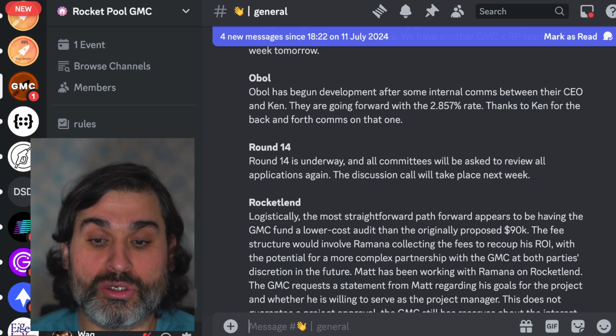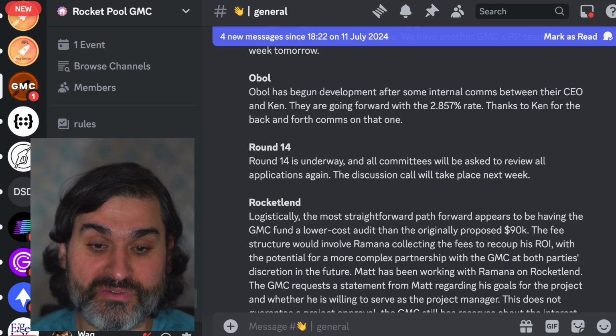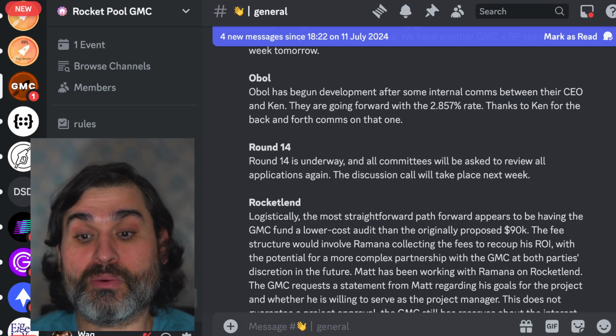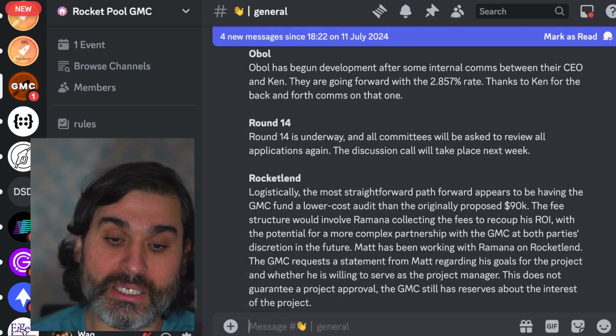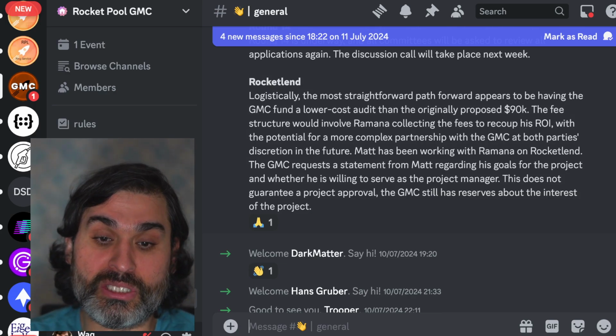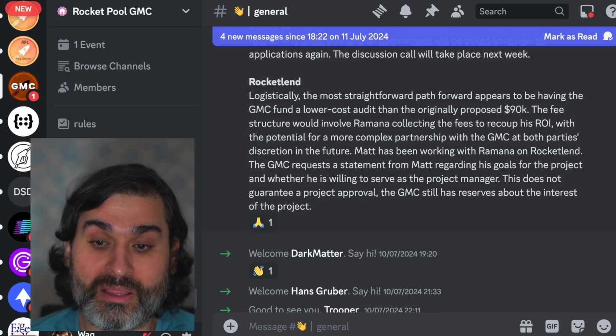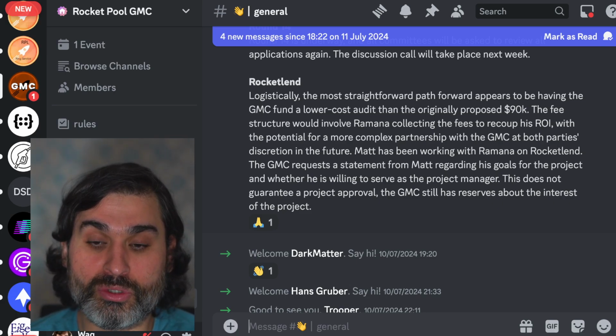And then round 14 is underway, and all committees will be asked to review all applications, and then the call for that will take place next week. And then with Rocket Land, there was a lot of time spent talking about Rocket Land, actually saying logistically the most straightforward path forward appears to be having the GMC fund a lower cost audit than the originally proposed 90,000.